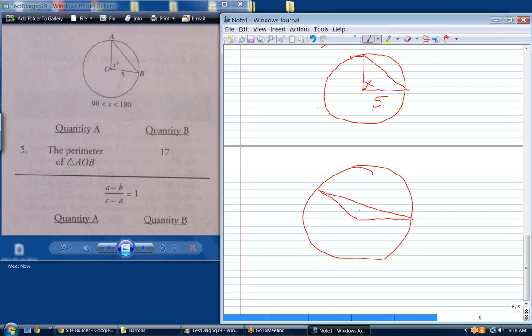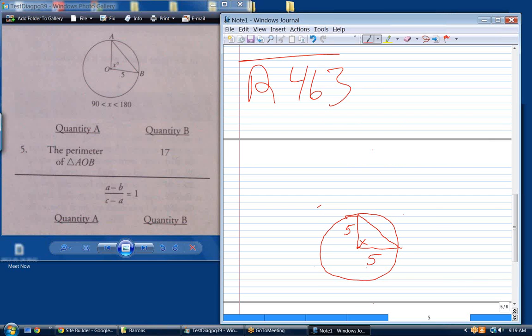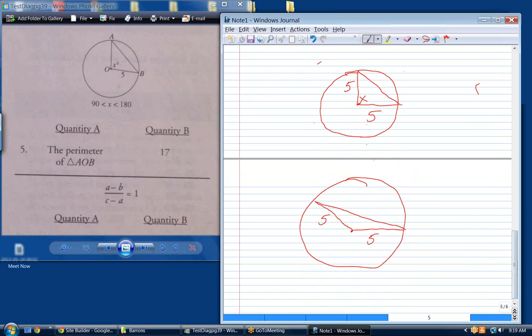You see why? In other words, the perimeter of this triangle here, all radii are equal. So this is still both 5, like this one. Clearly, as the angle of x increases above 90, this third side gets longer. So let's figure out what the perimeter of this is.